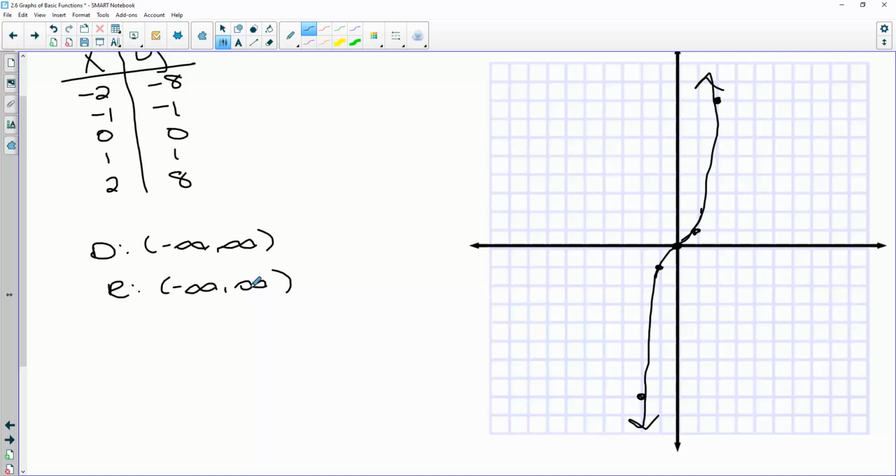All right. This graph is continuous everywhere, negative infinity to infinity. It is increasing, negative infinity to infinity. No decreasing or constant. All right.